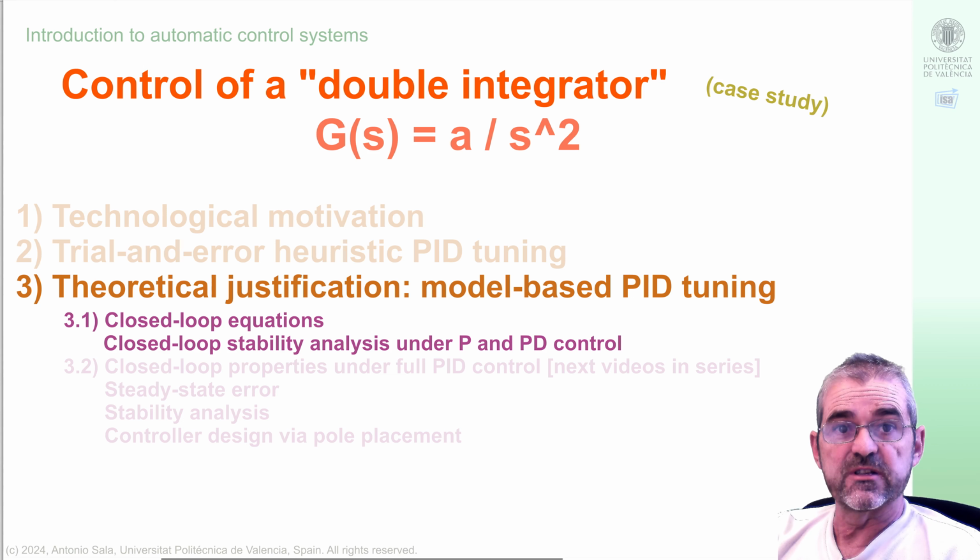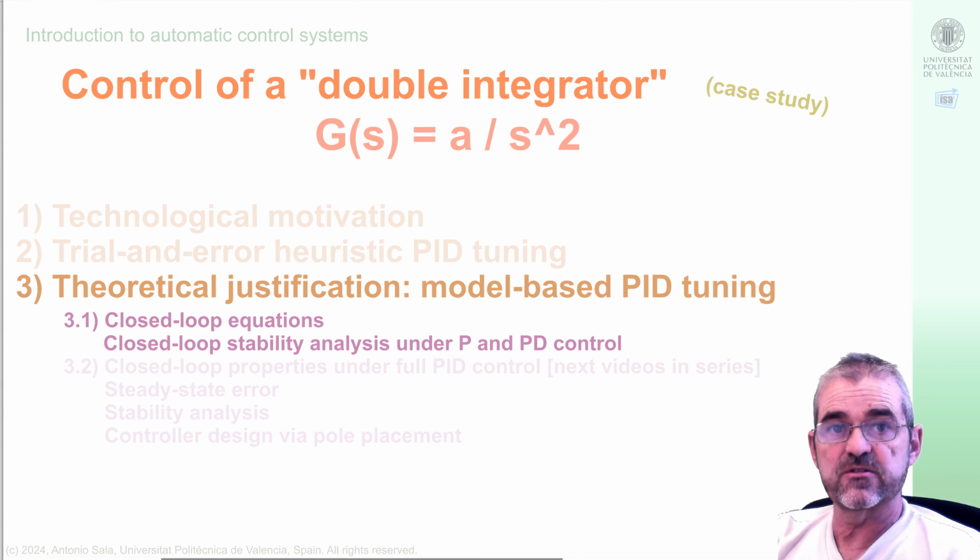So in this video we'll discuss theoretical analysis on the closed loop control of that system, and for brevity we'll discuss the closed loop equations and stability analysis under proportional and proportional derivative control. Final value steady state error, as well as integral action, will be left for subsequent videos.